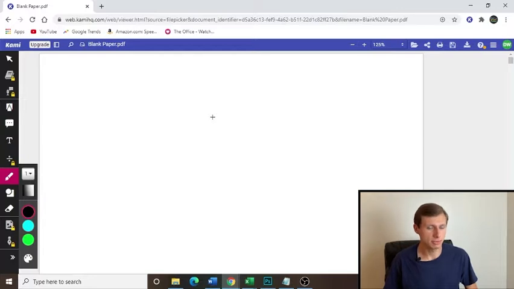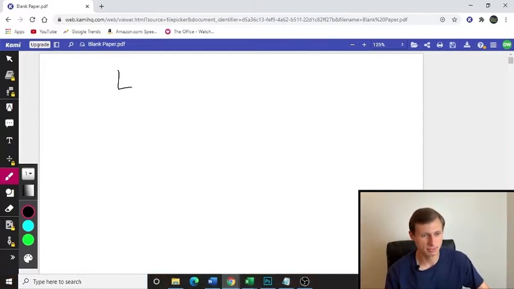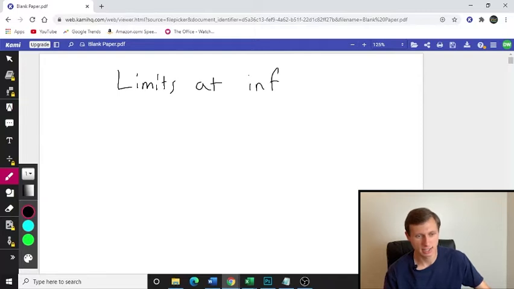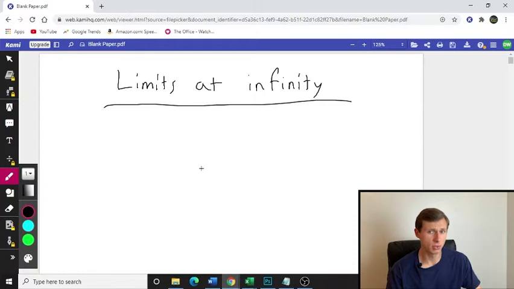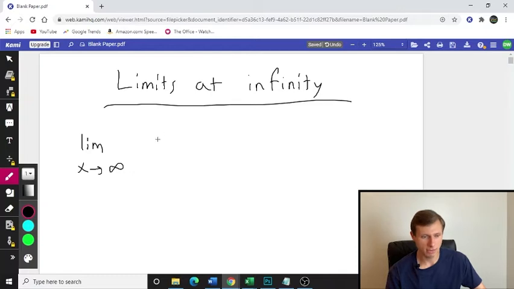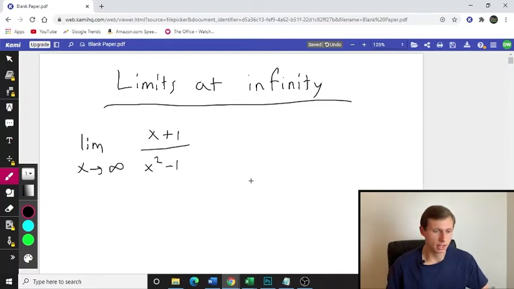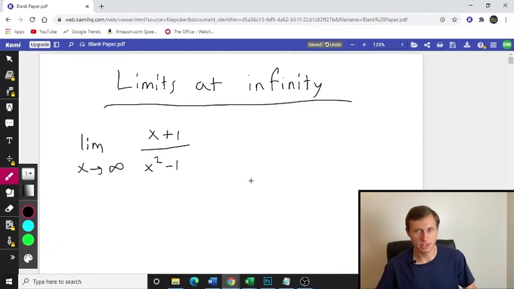Today we're going to be looking at limits at infinity. It does not take a genius to figure out we are talking about something with limits and infinity. Here's why limits at infinity are different than your run-of-the-mill limits. It looks something along the lines of this: the limit as x approaches either plus infinity or minus infinity of some function f of x. For instance, (x plus 1) over (x squared minus 1) would be an example of a limit at infinity, and I will tell you what this means.